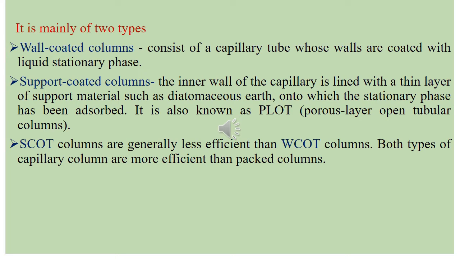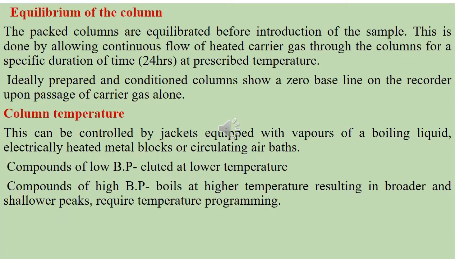Capillary columns are mainly of two types: wall-coated columns and support-coated columns. Wall-coated columns consist of a capillary tube whose walls are coated with liquid stationary phase, whereas in support-coated columns, the inner wall of the capillary is lined with a thin layer of support material such as diatomaceous earth onto which the stationary phase has been adsorbed. It is also known as PLOT, that is, porous layer open tubular columns. Support-coated columns are generally less efficient than wall-coated columns. Both types of capillary columns are more efficient than packed columns.